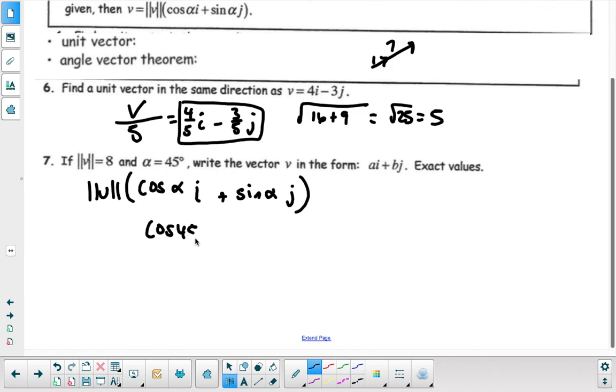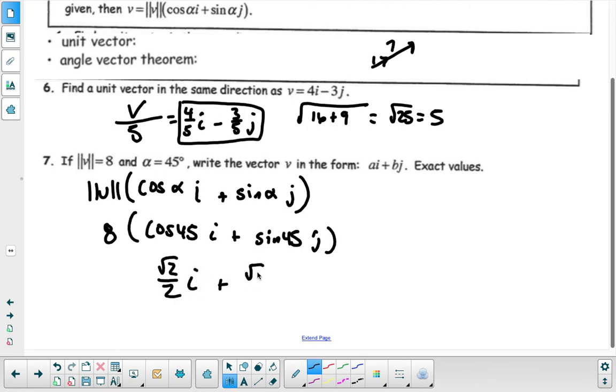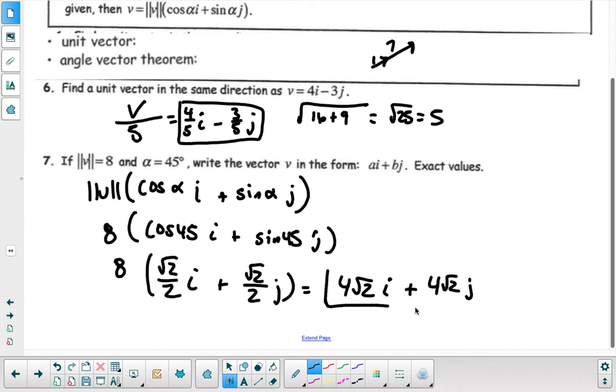Cosine 45 times i plus sine of 45 times j, and swap that out with 8. Cosine of 45 is √2/2. Same thing with sine of 45. Multiply that by 8, and you get 4√2i plus 4√2j. And that is it. Okay.